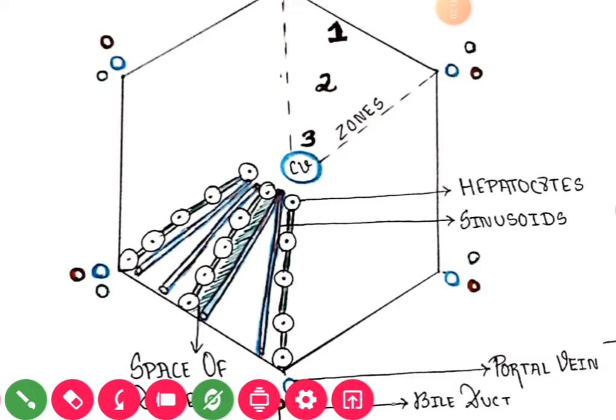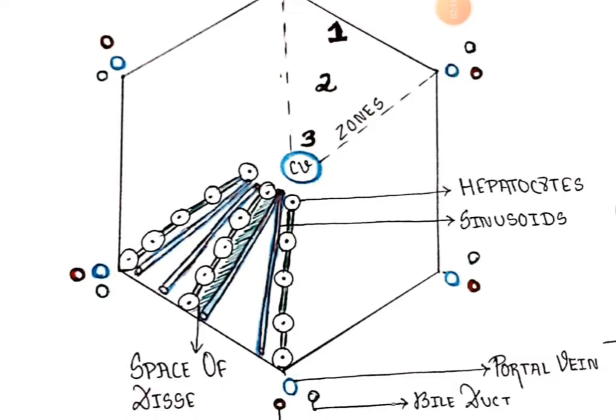At the center of the lobule we can see the central vein. This is the central vein. These are the hepatocytes. And between the two hepatocyte rows there are sinusoids. Sinusoids are blood vessels which drain into the hepatic vein.